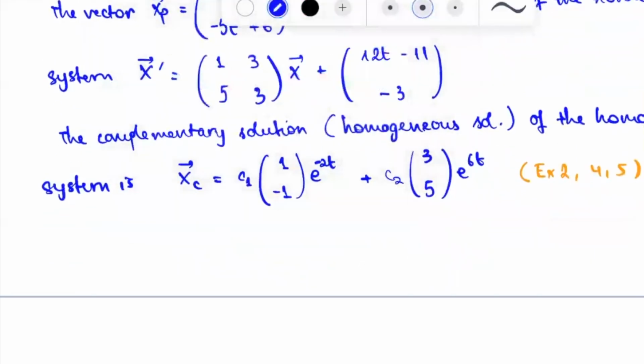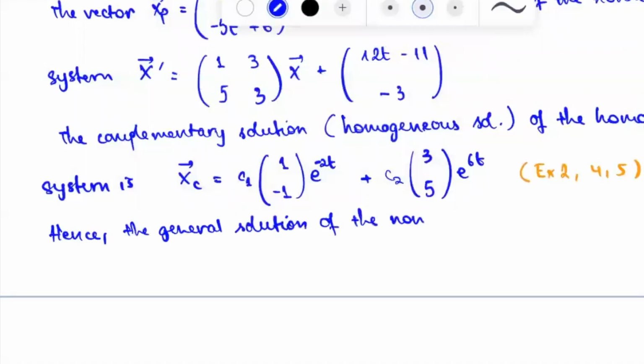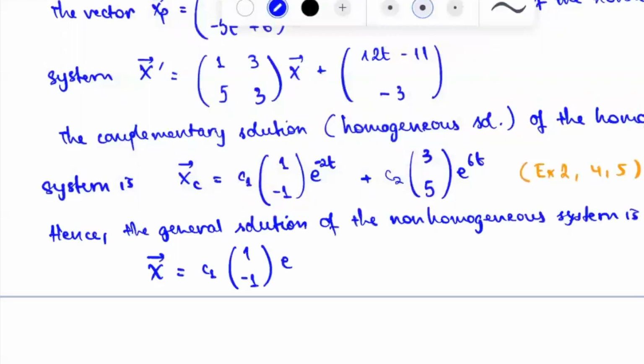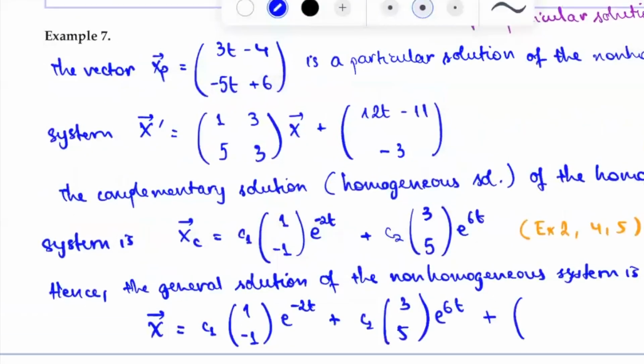So you got the particular solution, you got the homogeneous solutions, therefore you can write down the general solutions. Hence, the general solution of the non-homogeneous system is x equal to c1 times (1, negative 1) times e to the negative 2t, plus c2 times (3, 5) times e to the 6t, plus the particular solution of the form (3t minus 4, negative 5t plus 6).